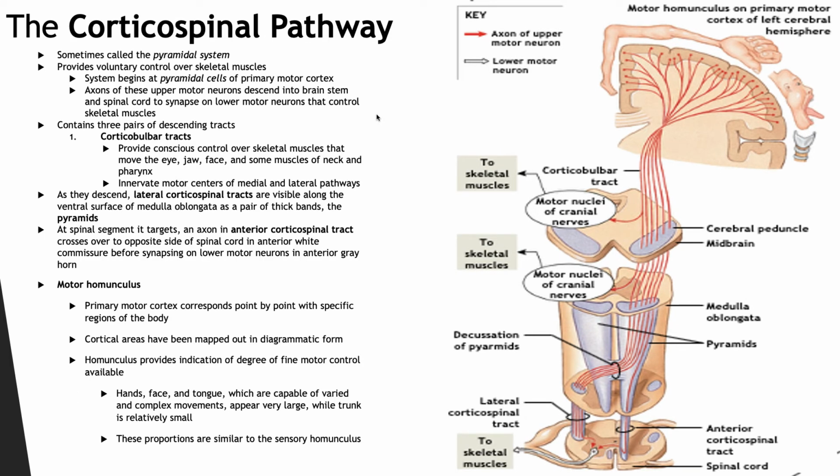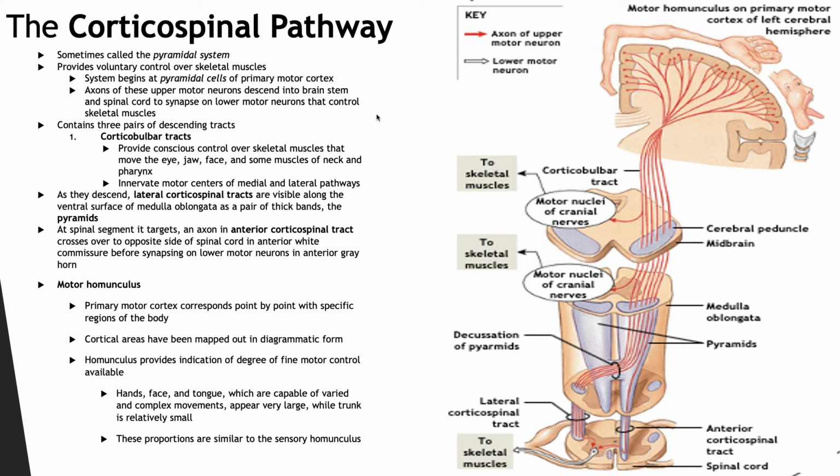The corticospinal pathway, which is sometimes called the pyramidal system, provides voluntary control over skeletal muscles. This system begins at the pyramidal cells of the primary motor cortex, and the axons of these upper motor neurons descend into the brainstem and spinal cord to synapse on lower motor neurons that take control of skeletal muscles. In general, the corticospinal pathway is direct. The upper motor neurons synapse directly on the lower motor neurons. However, the corticospinal pathway also works indirectly as it innervates centers of the medial and lateral pathways.